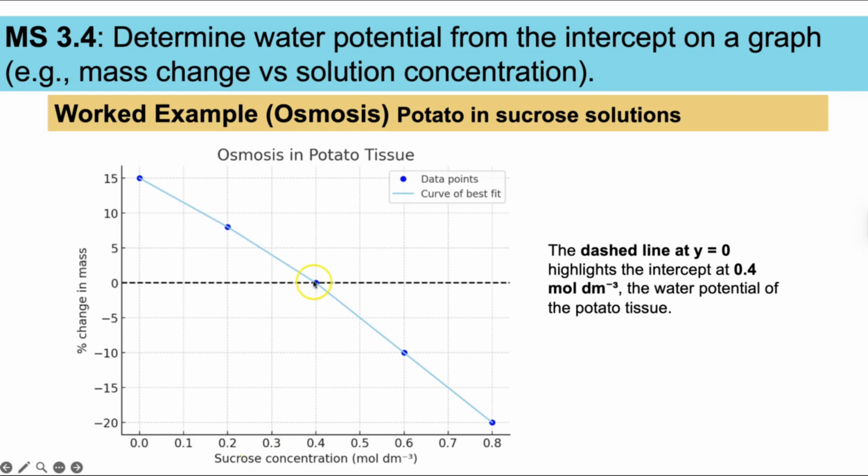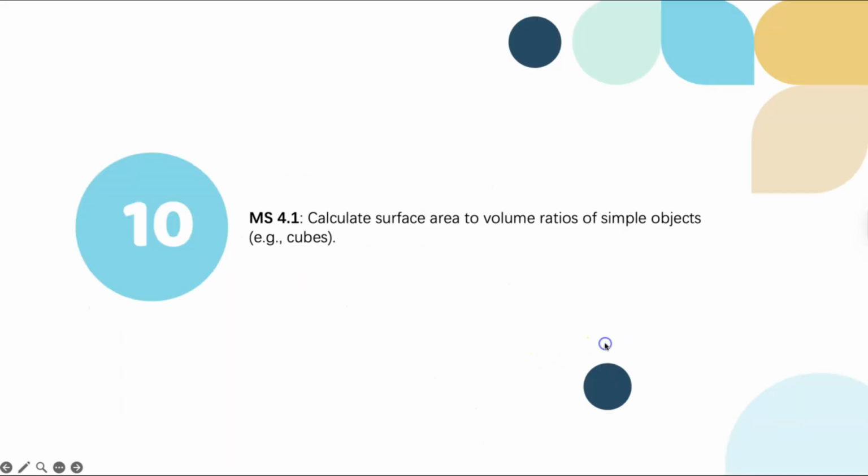the intercept is. Now, if you wanted to know what that was as a water potential, it's not literally just 0.4, because that's a sucrose concentration, not a water potential. So sometimes there's an extra mark for saying you then need to look up in a table to see what water potential that concentration correlated to.